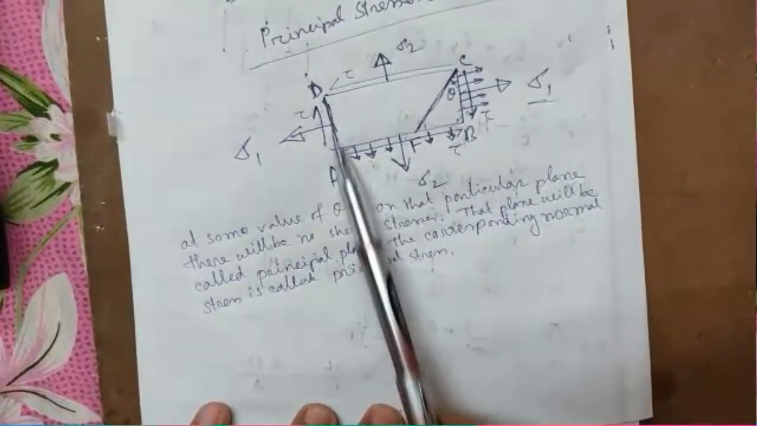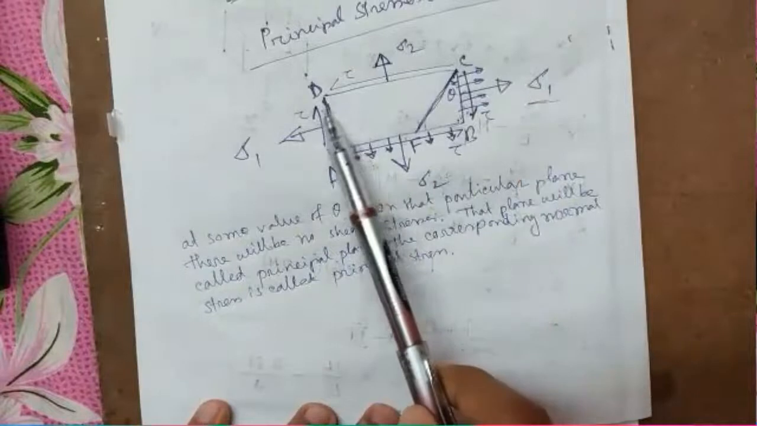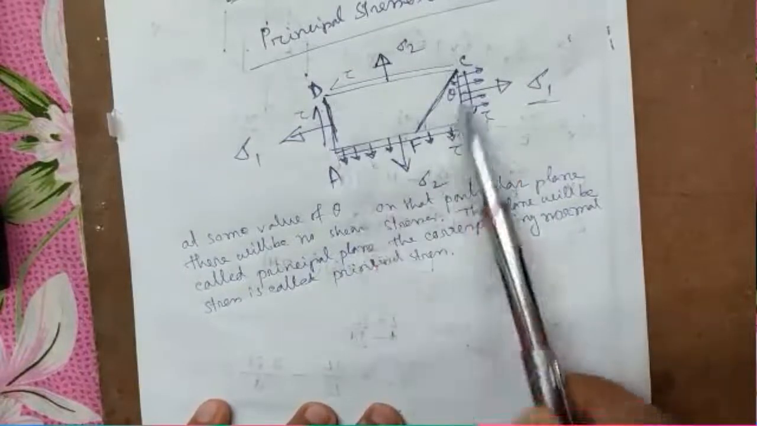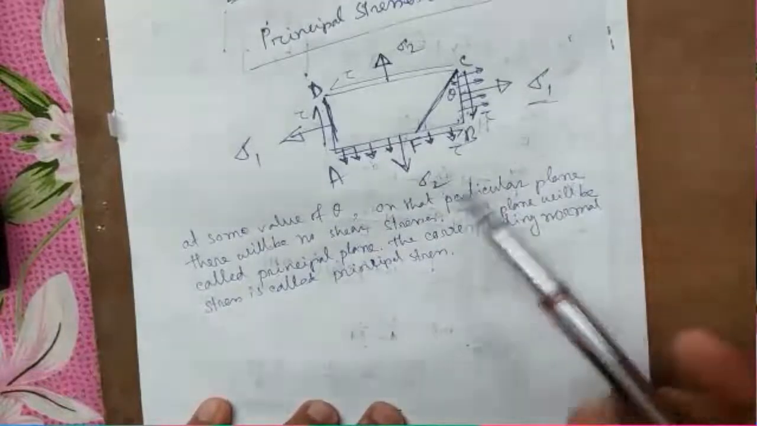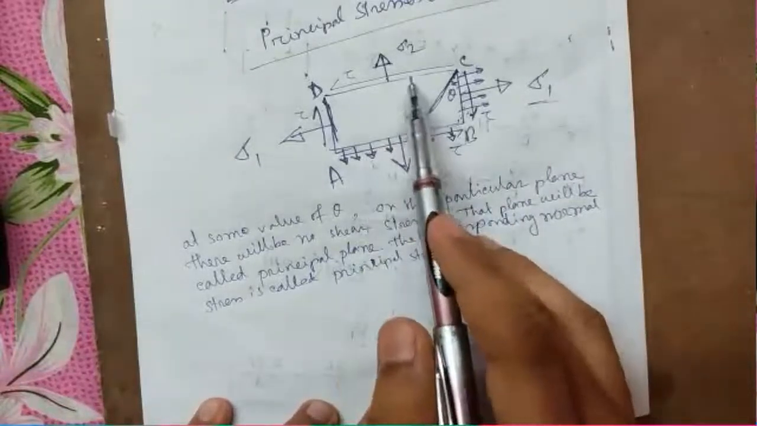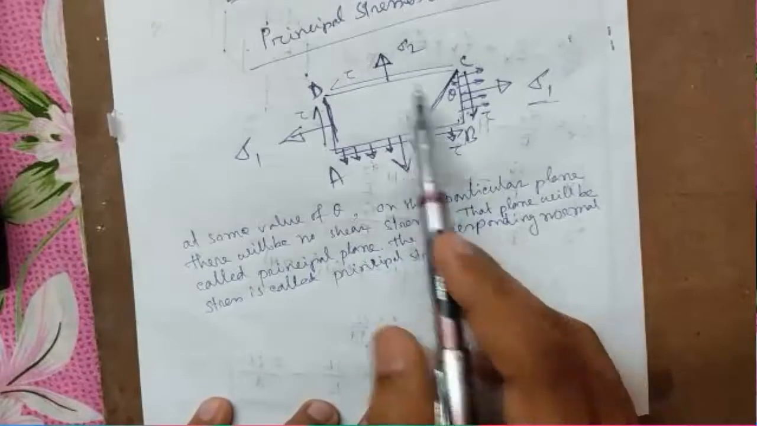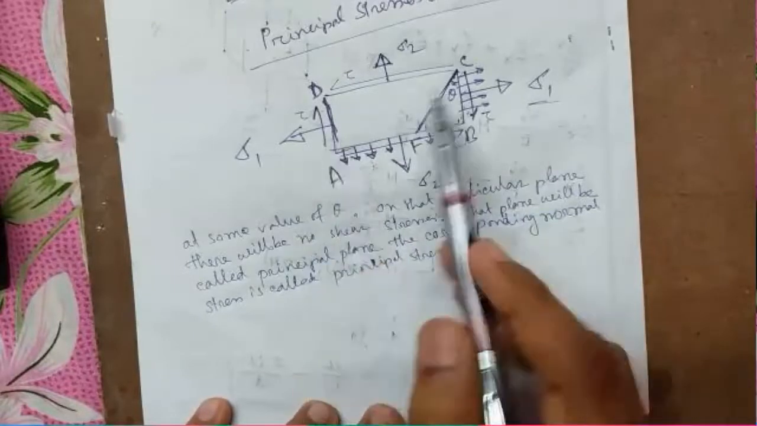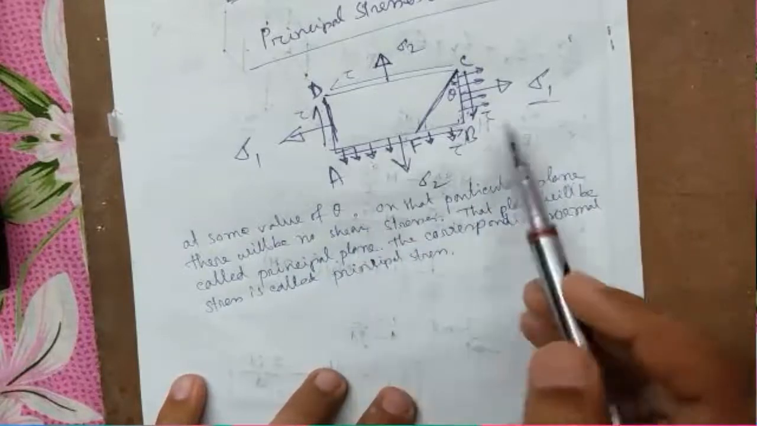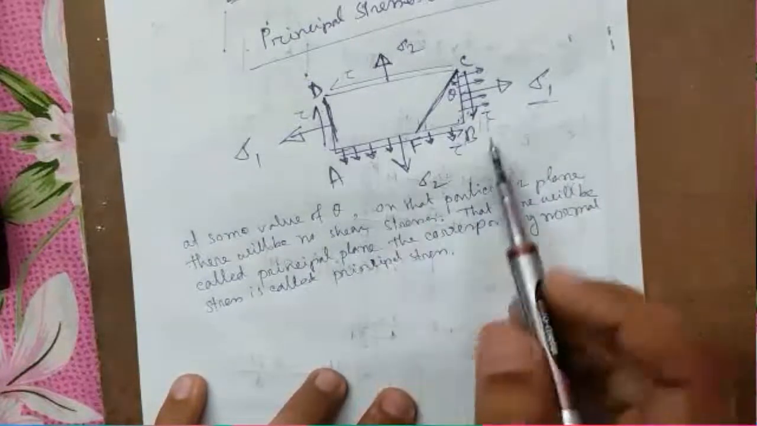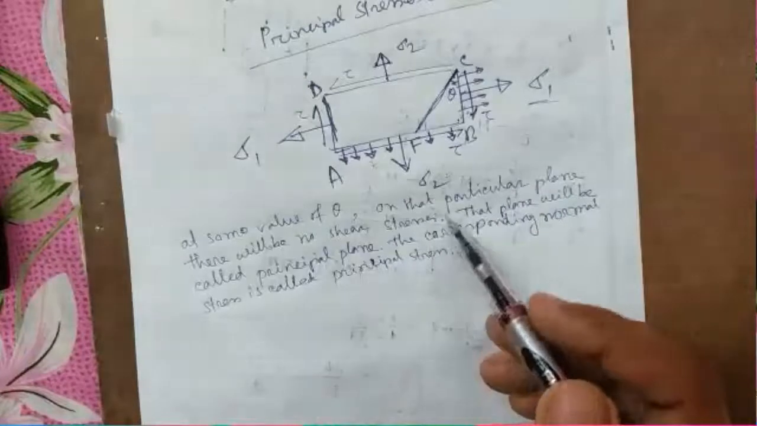This is a plane. This is a cross section ABCD. This cross section has unit thickness, facing tensile stresses in two directions, along sigma 1 and along sigma 2, both of tensile type, and at the faces BC and AD there is a shear stress of value tau.